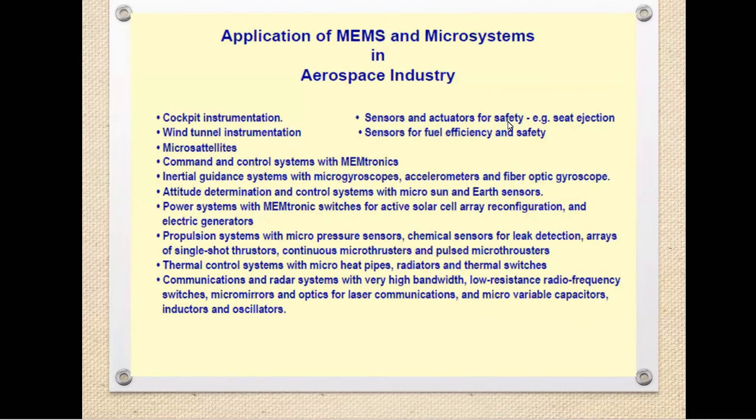So there are different types of sensors, like as we have discussed in the automobiles.